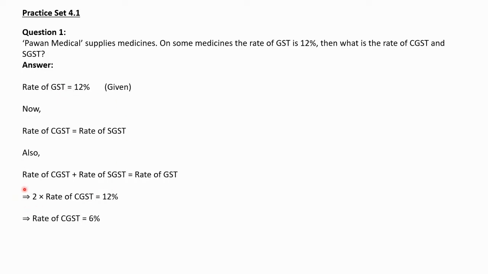Also, if you see the third line in the sum, rate of CGST plus rate of SGST will be equal to rate of GST. Since both of these are equal, in place of SGST you can just write rate of CGST. So this will become 2 into rate of CGST equal to 12%. If you take the 2 to the other side, it will get divided: 12 divided by 2, which is 6. So rate of CGST is 6%. Or in other words, since the rate of CGST is half of GST, rate of CGST will be 12 by 2, which is 6%.